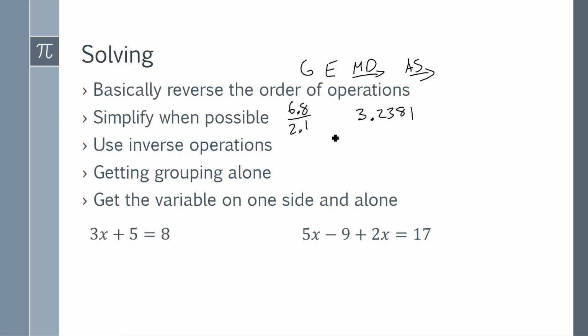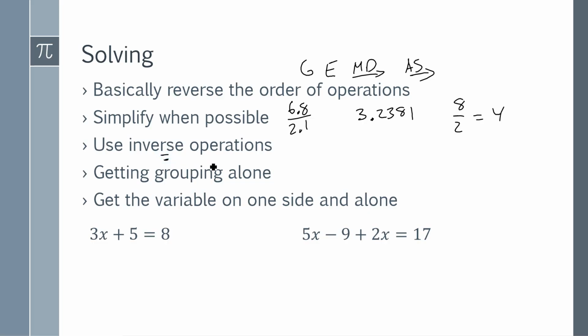Now, those decimals don't happen in the examples I have down there. But if it were to happen, simplest possible answer. Same goes if you had like 8 over 2. If you were to get that as an answer, obviously you should reduce that and simply write 4. So simplest answer. In order to solve, we're going to use inverse operations.